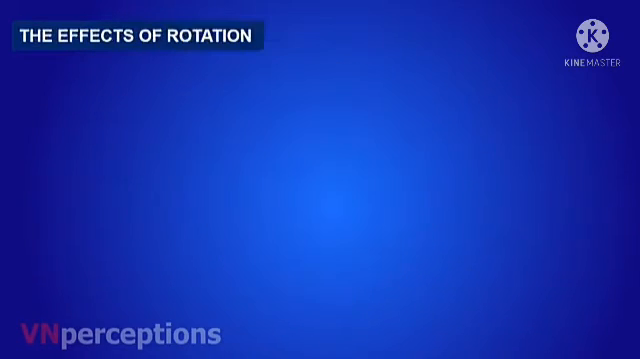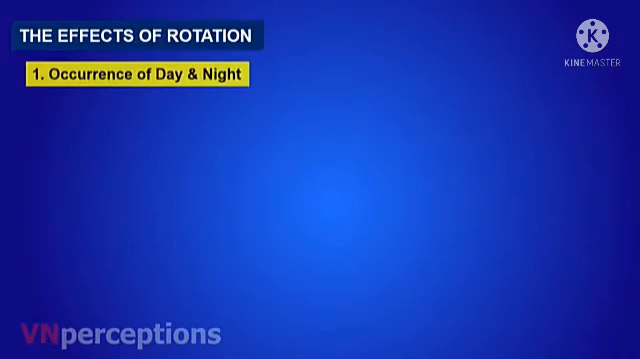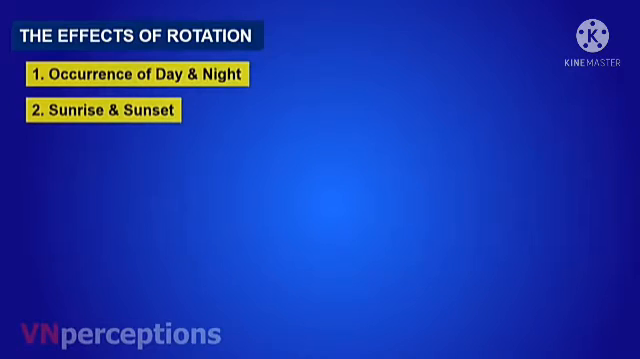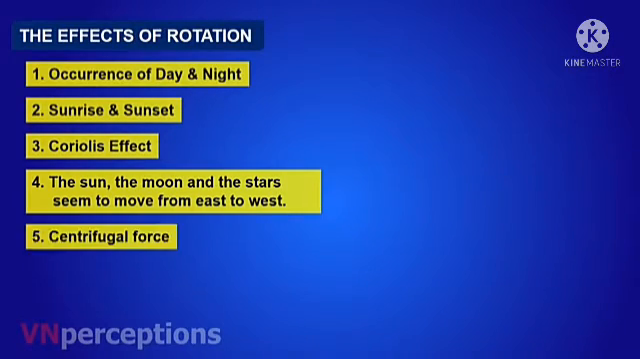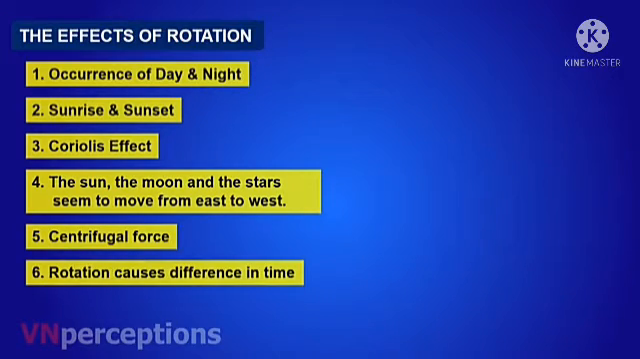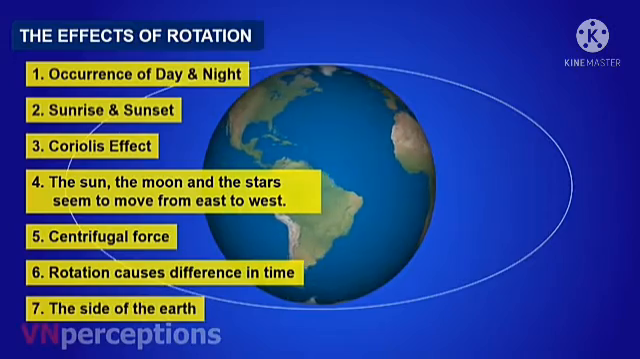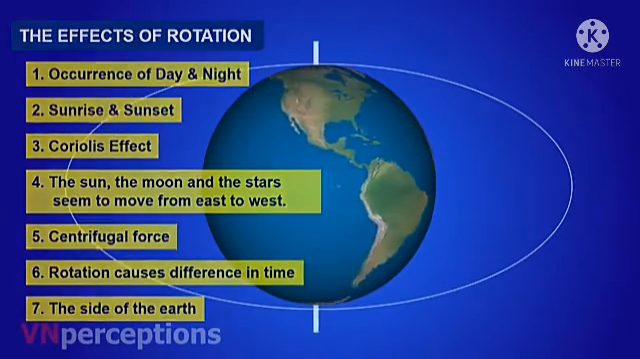Let's take a quick recap of the effect of earth rotation. We said it causes occurrence of day and night. It brings about sunrise and sunset. It brings the Coriolis effect. The sun, the moon, and the stars seem to move from east to west. Centrifugal force. Rotation also causes difference in time. It also brings about the shape of the earth.